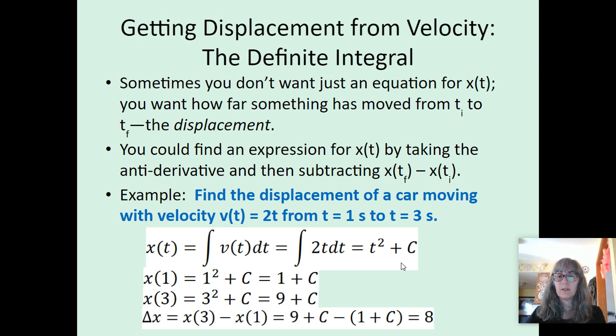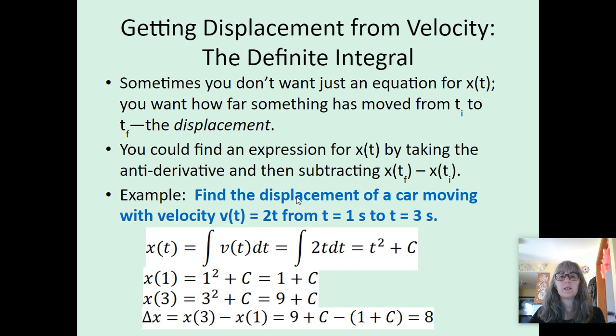So we figured out our position as a function of time from our speed. So we had a speed equation, then we could find a function of position. Sometimes we just want to know how far did it go, and that's what the definite integral is. So you could find an expression for x of t by taking the antiderivative and then subtracting whatever x was for the initial time from whatever x was for the final time. So let's go back to our example.